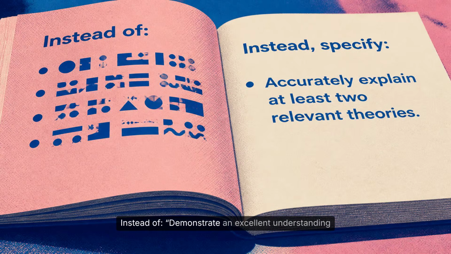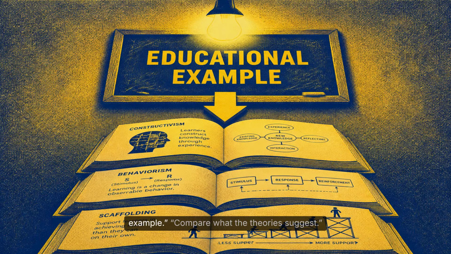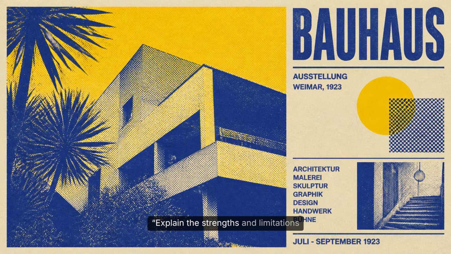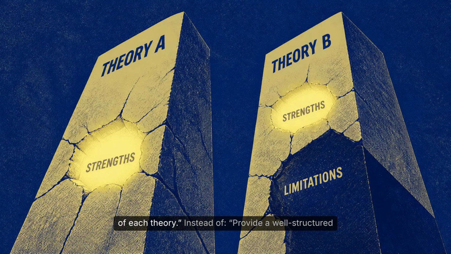Instead of, demonstrate an excellent understanding of educational theory, we could write, accurately explain at least two relevant theories. Apply each theory to a specific educational example. Compare what the theories suggest. Explain the strengths and limitations of each theory.